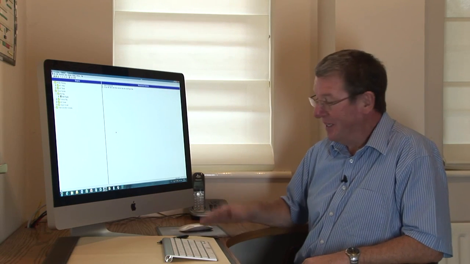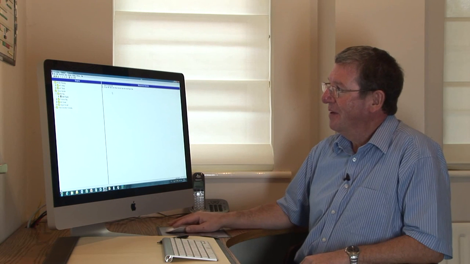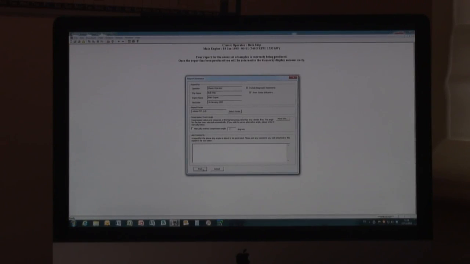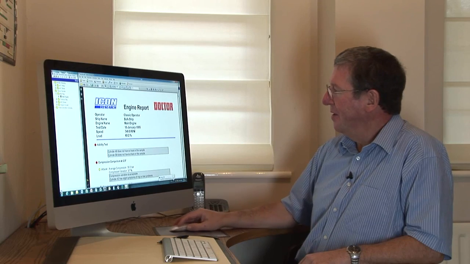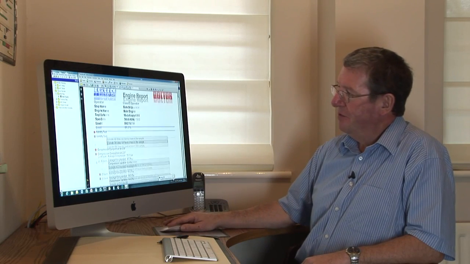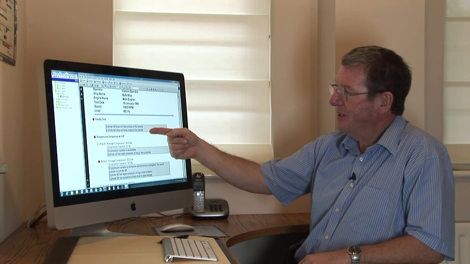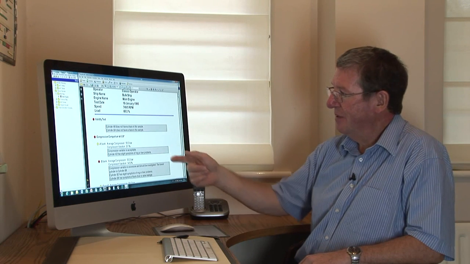So we can create a report automatically now in the Doctor program. Highlight the result and click on the report button. Make sure that the diagnostic statements and status indicators are going to be shown, and then print. And our report shows exactly the answers that we got from the manual analysis. Validity test, 2 cylinders don't have results.